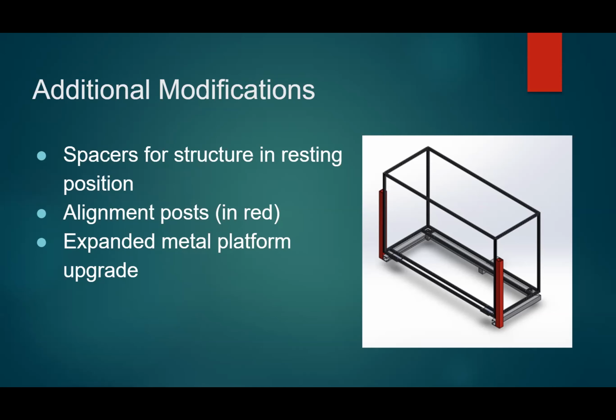The alignment post in red in this picture was something that we were planning to add this quarter, but weren't able to. And if you notice, we have that frame, and that's our temporary solution for that. And then the expanded metal platform on the bottom of it is to give whatever items you place into the enclosure a little bit better spot to lay on. And for this quarter, we just put wood on there, which served us very well.